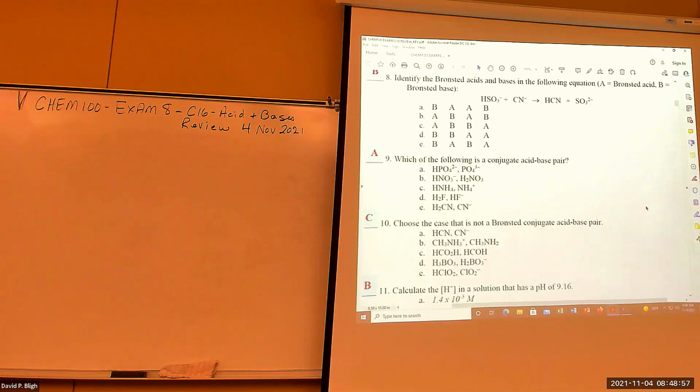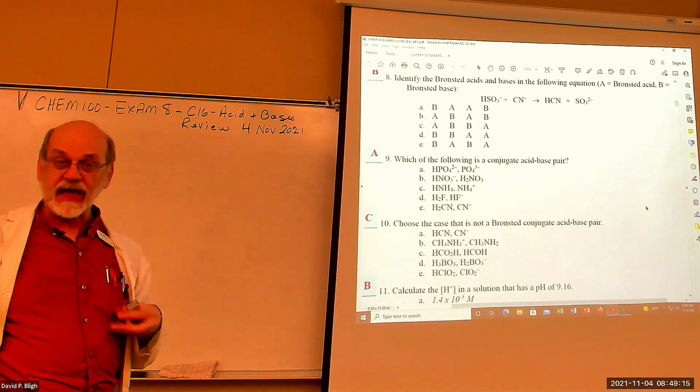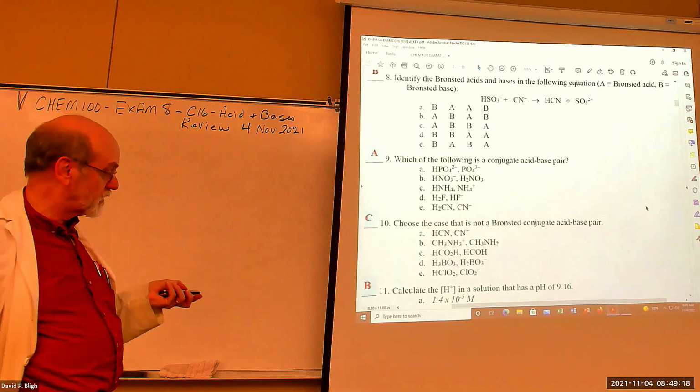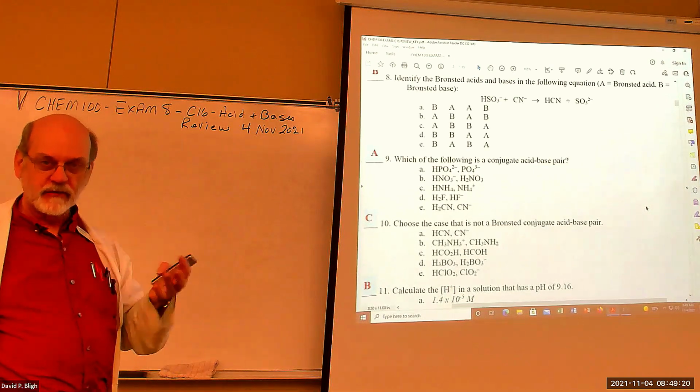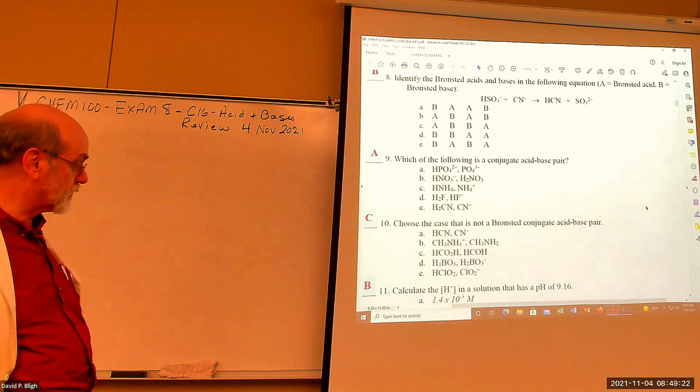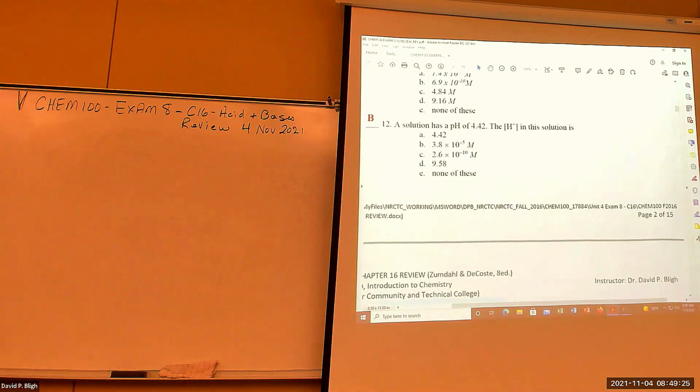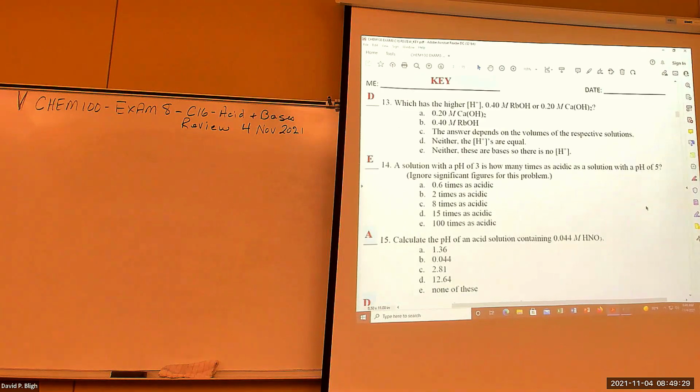Let's see, we want to look at 10, which is another case of identifying the acid-base pair. Number 11 is another case of back calculating the anti-log of the negative pH to find the hydrogen ion concentrations. We already had one of those. So we're not going to stop on number 11. Let's go down to 15, see if that's something new.